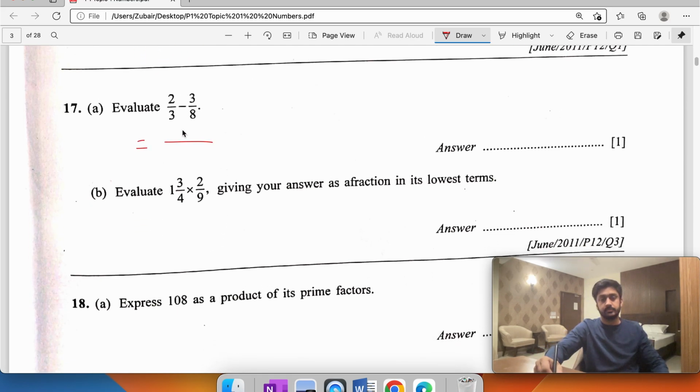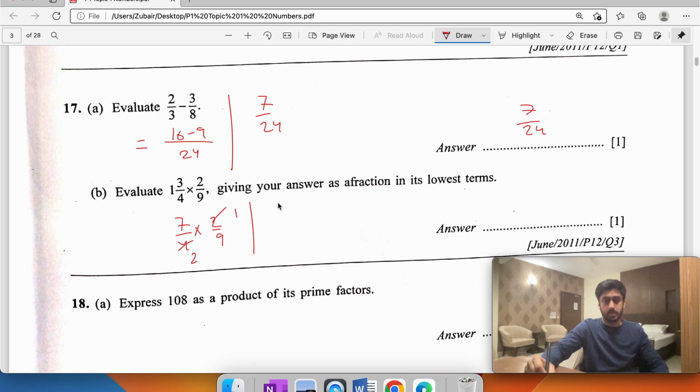LCM. LCM is 24, 8 2 times 16, 3 3 times 9, so 7 by 24 is the fraction. Next, number into a number, 4 1 times 4, 5 6 7, 7 by 4 times 2 by 9, 2 1 times 2, 2 times, so 7 1 time is 7, 2 9 time is 18, so this is 7 by 80.